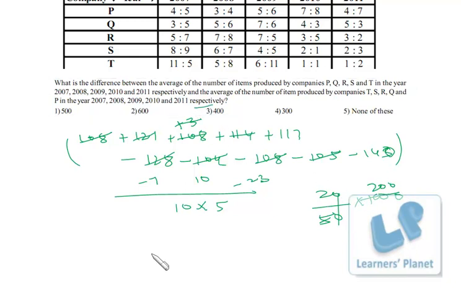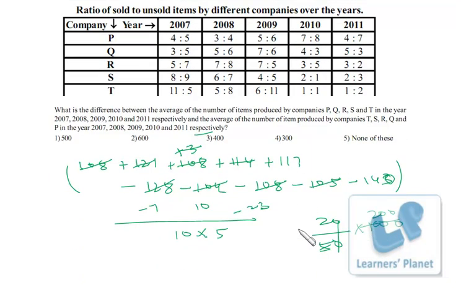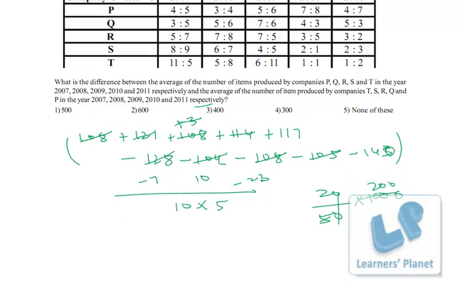We divided by 10 because of the decimal, and we multiplied by 1000 because all the data over here is in thousands, items in thousands. If you add all of them and then find the mutual difference, that will be really time consuming. So instead of that, you can go this way. I hope you are clear.